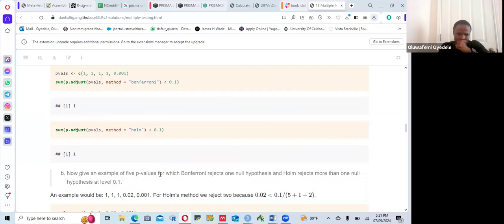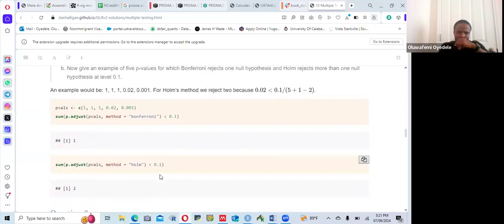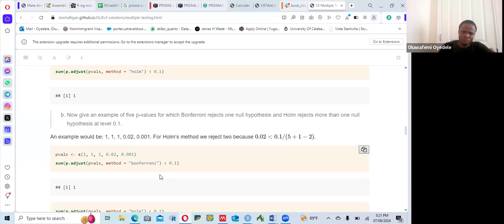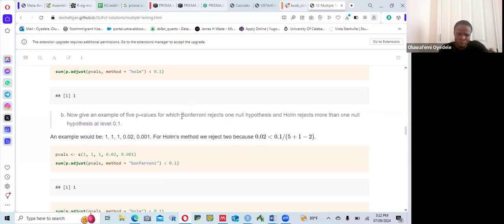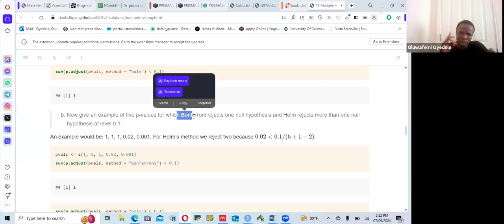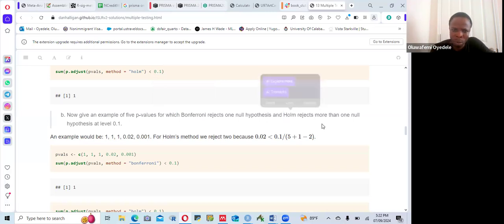Now they say to give an example of 5 p-values for which Bonferroni rejects one null hypothesis and Holm rejects more than one null hypothesis at level 0.1. So we should create a vector of 5 p-values where Bonferroni rejects one, while Holm's method rejects more than one.